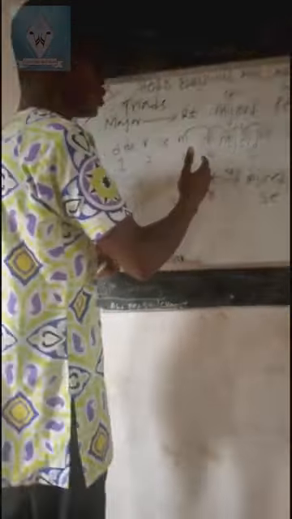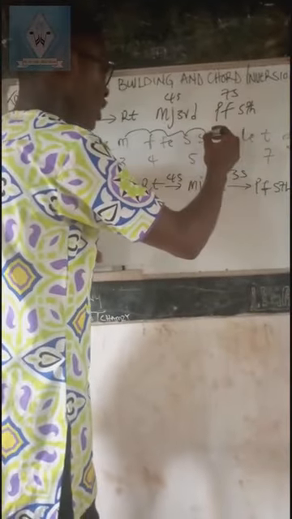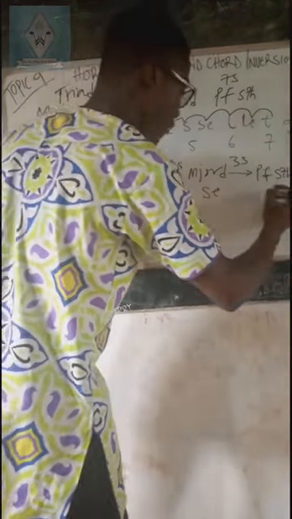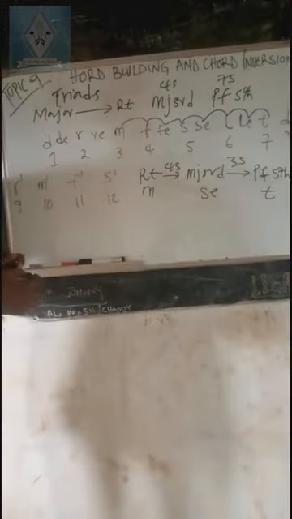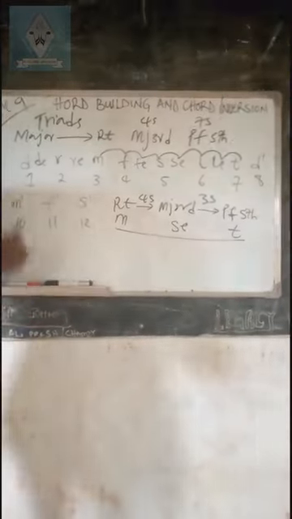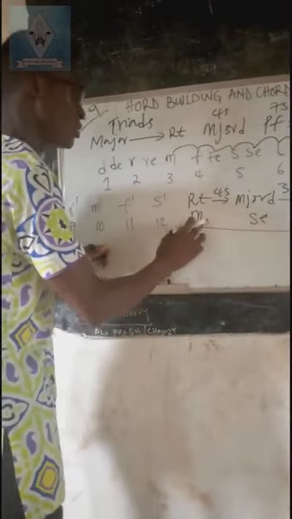Now from the major third to the perfect fifth is 3 semitones. Go back and count from the major third. 1, 2, 3. This is a perfect fifth. So this is a major triad built on the root Mi.